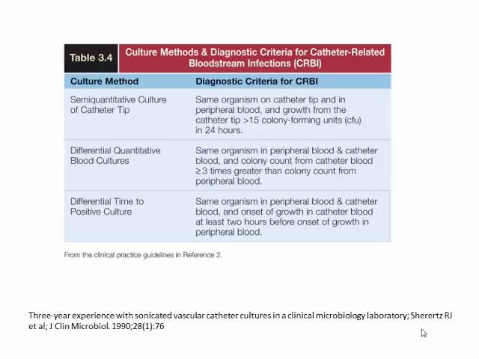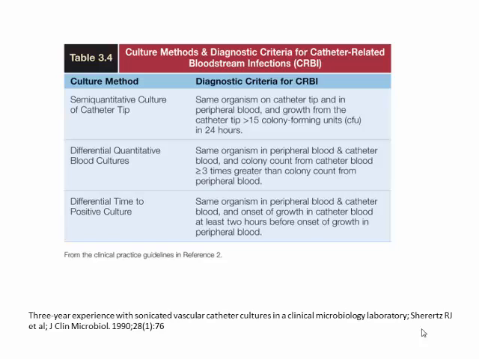So this is the actual diagnosis in one good slide. The first one is actually of the catheter tip. We call that a semi-quantitative culture. So the same organism on the tip and in the peripheral blood, where the growth on the tip is greater than 15 colony forming units in 24 hours. And these two are for blood cultures. In the differential quantitative, the same organism should be seen in the peripheral blood and catheter blood, and the colony count from the catheter is more than 3 times that from the peripheral blood.